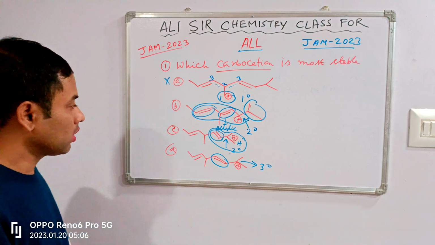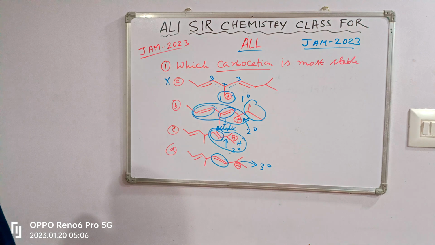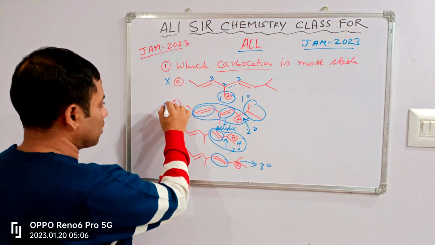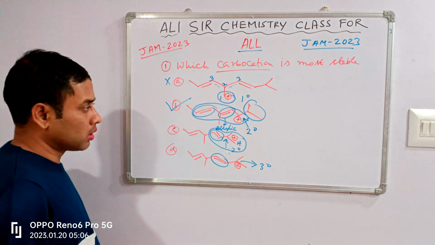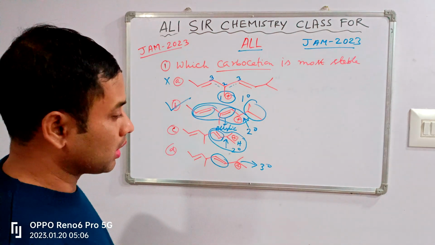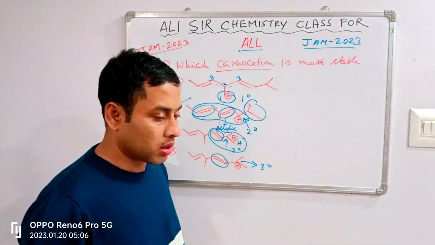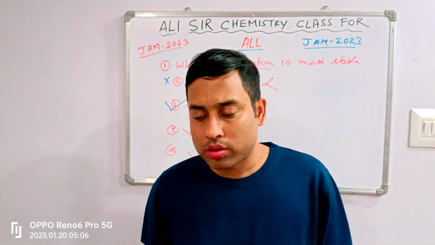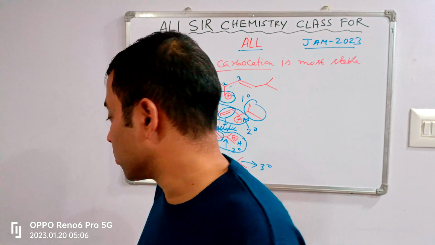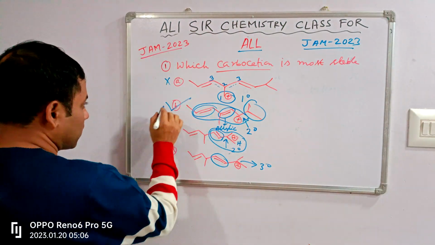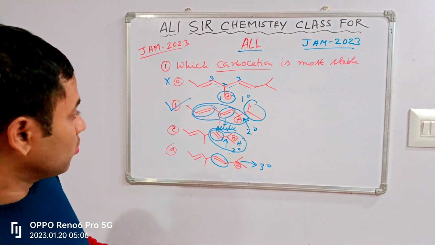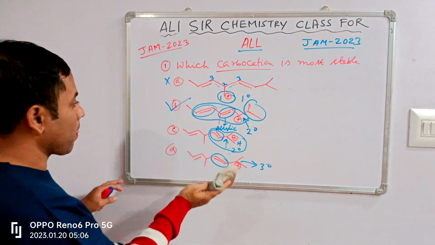So if you consider all the factors, the most stable carbocation will be carbocation B, because this is 2 degree as well as allylic, and extended conjugation is present here. So the most stable carbocation will be B. I think this is clear for all of you. So the answer will be B.